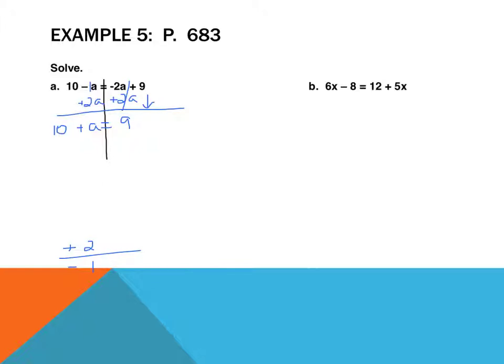Now I want a by itself, so the one I want to cancel is the one that's on the same side as the a. So I want to cancel my 10, so I have a +10, so if I subtract it, that's what will give me 0. So bring down your a. 9 minus 10, that's +9, -10. So 9 of those pairs would cancel, and I'm left with -1.